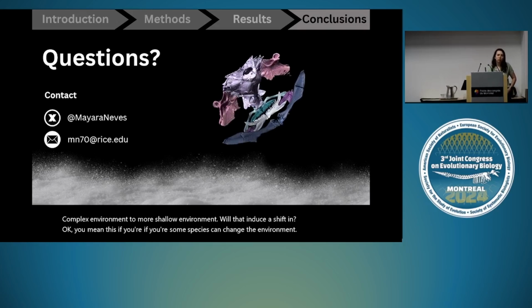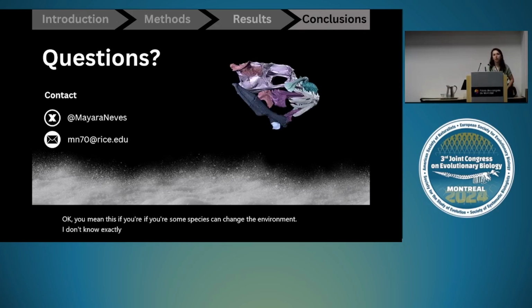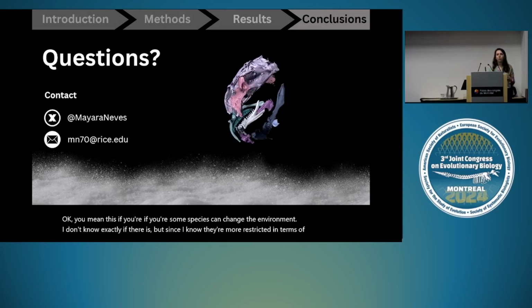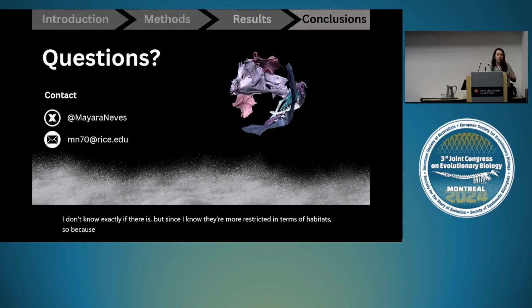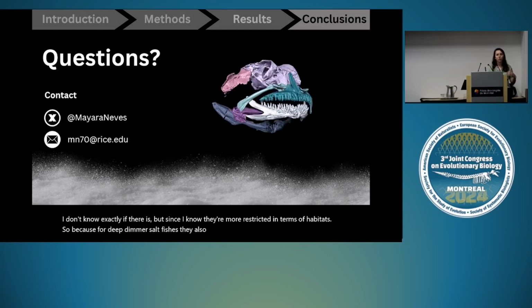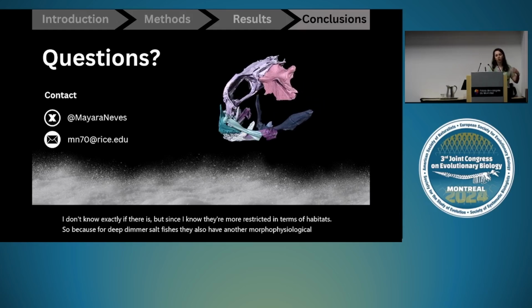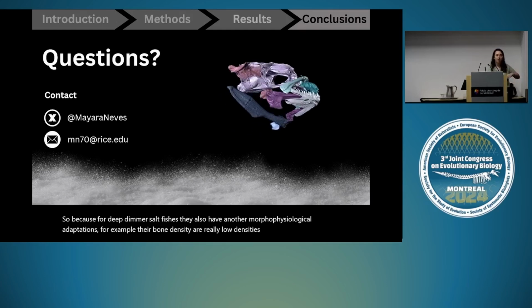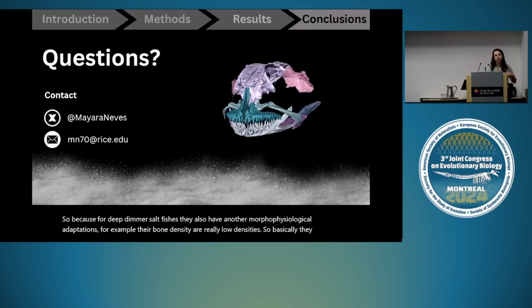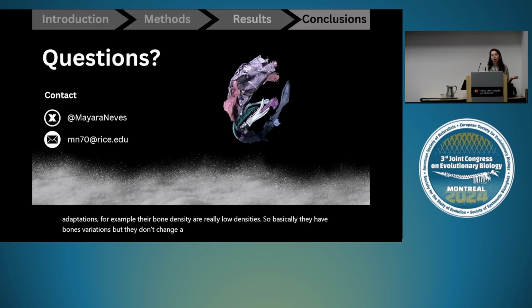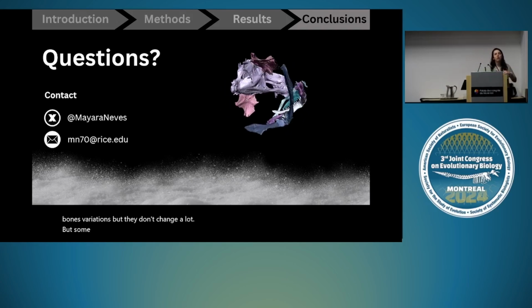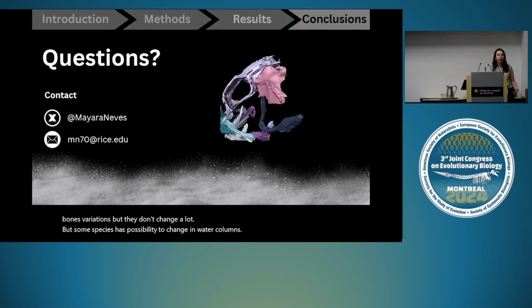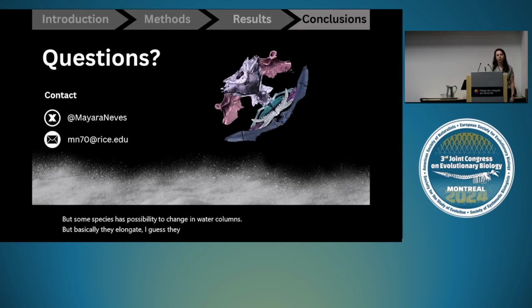I don't know exactly if there is, but since I know they are more restricted in terms of habitat. Because demersal fishes also have other morphophysiological adaptations. For example, their bone densities are really low. So basically, they have buoyancy variations, but they don't change a lot. Some species have the possibility to change in the water column, but basically they elongate. I guess they are more restricted in terms of habitat as well.